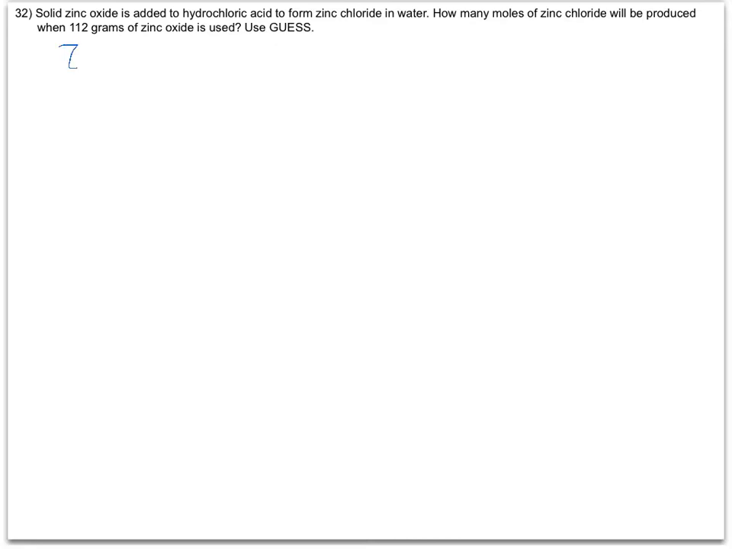So zinc oxide, zinc is 2 plus charge, oxygen is a 2 minus charge, so it's just ZnO, plus hydrochloric acid. This is hydrogen, this is chlorine, chlorine is -1, hydrogen is +1, so you get HCl. And that goes to zinc chloride. Zinc is a 2 plus charge, chlorine's a -1 charge, so when we switch those we get ZnCl2. And it says in water, plus H2O.